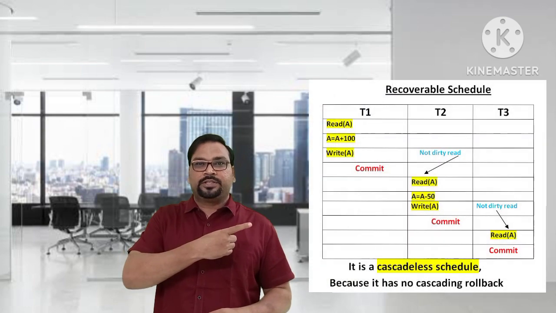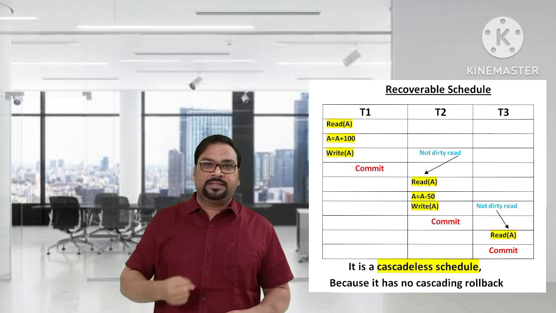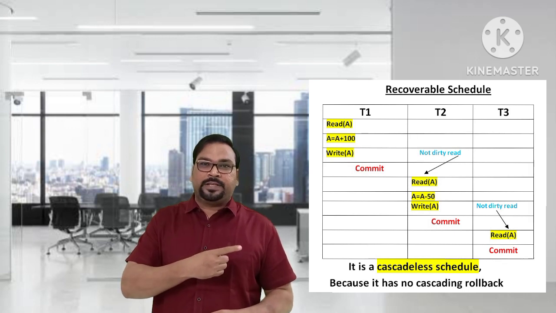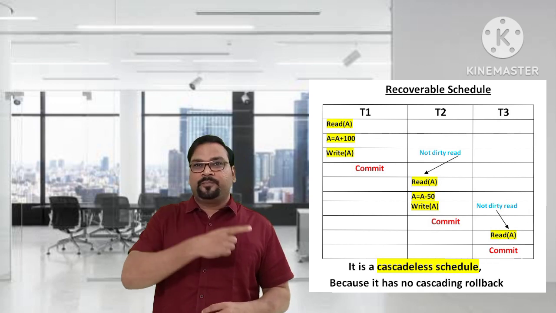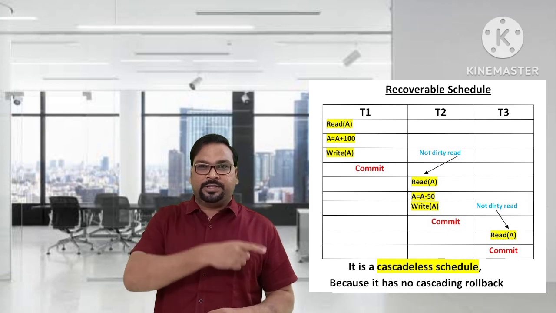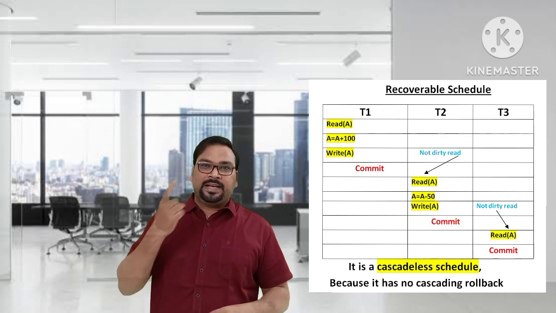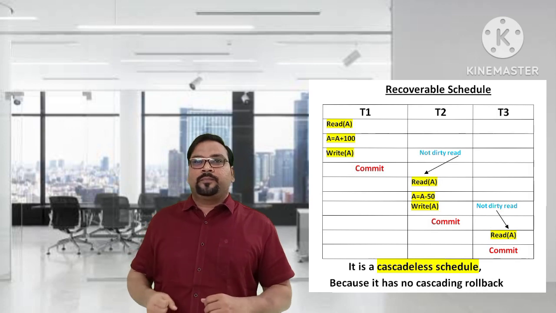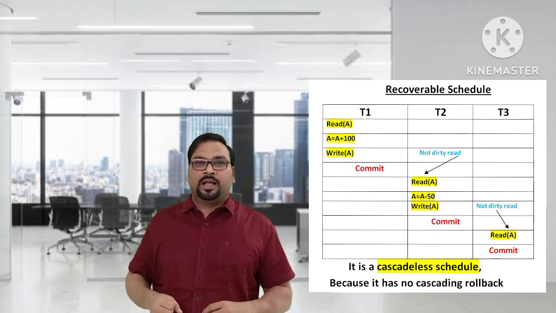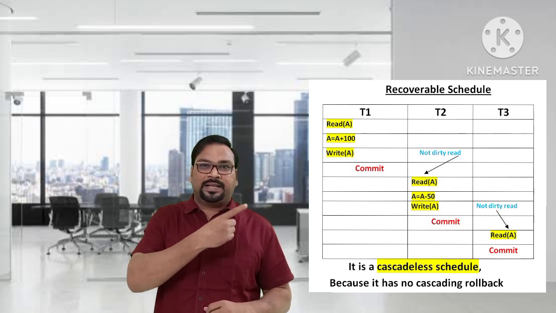So see this schedule. Here, after T1 has completed all its operations, it commits, and then T2 has completed all its operations and committed, and then T3 has completed its operations and committed. In this case, if the system fails at any point of time, then only that particular transaction has to roll back. And one more thing, you just see here carefully, we don't have dirty read.